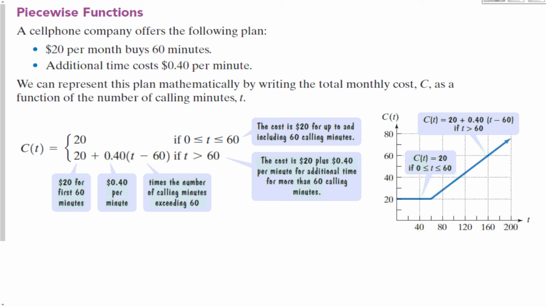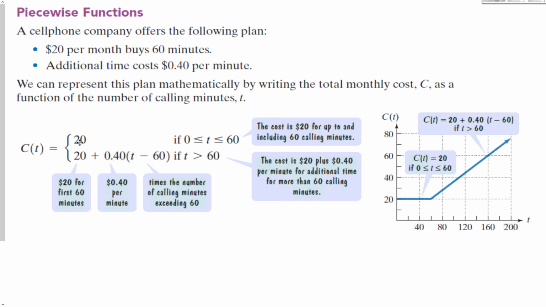So a piecewise function is when you have two or more parts to a specific function. So let's look at this function right here. A cell phone company is offering you the following plan. $20 a month buys you 60 minutes. Additional time costs 40 cents per minute. We can represent this plan mathematically by writing the total monthly cost C as a function of the number of calling minutes T, C of T.